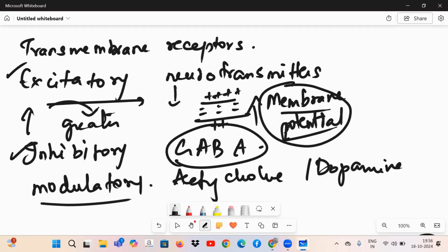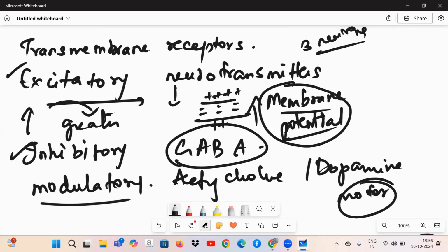Acetylcholine is the primary neurotransmitter that is associated with motor neurons. I think you would have known about three different types of neurons: sensory, relay, and motor. So acetylcholine is a primary neurotransmitter associated with the motor neuron. And it plays a very important role in heartbeat, blood pressure, muscle contraction, your sleeping patterns, and all those things.